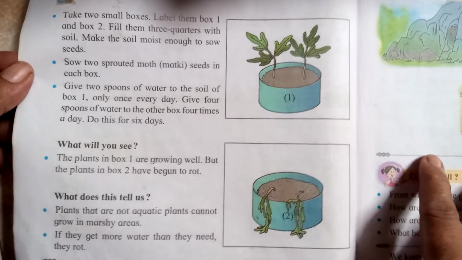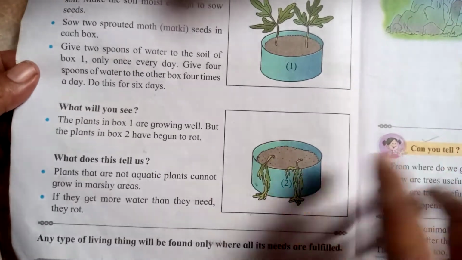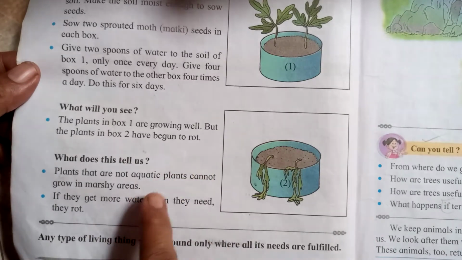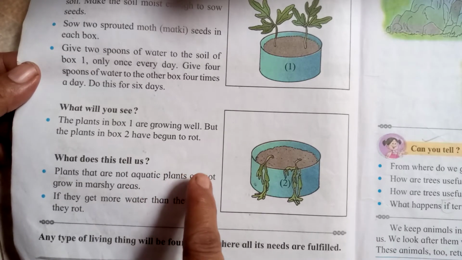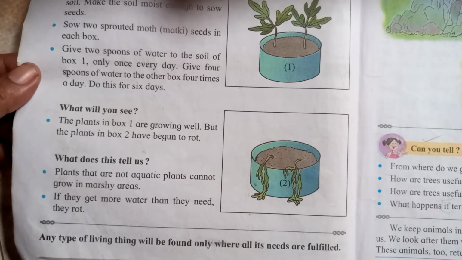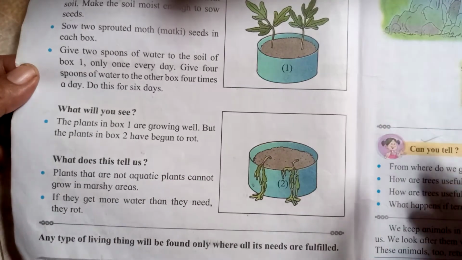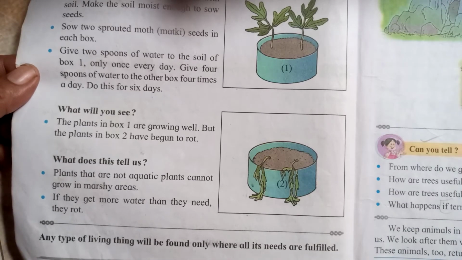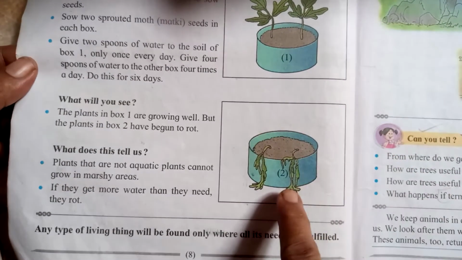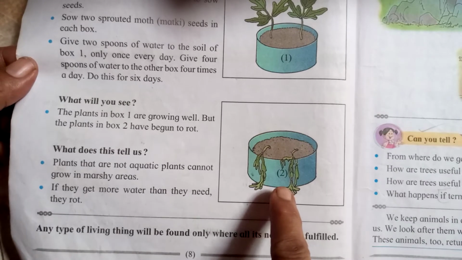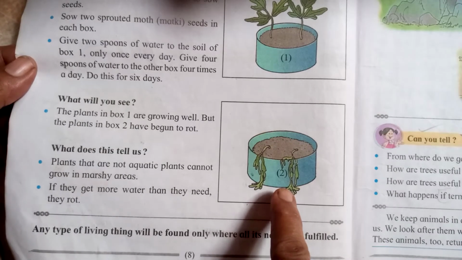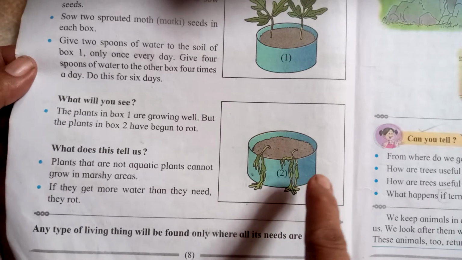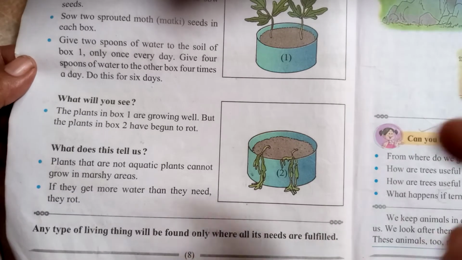Okay, then what you will see: the plants in box 1 are growing well, but the plants in box 2 have begun to rot. See children, the plants will grow very well because you gave only as much water as the plant needs. But in the pot 2 picture, lots of water is given. Because of lots of water, the soil spoils and the plant rots.